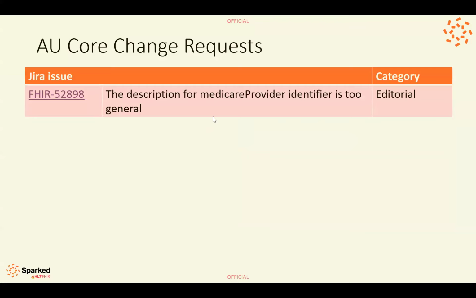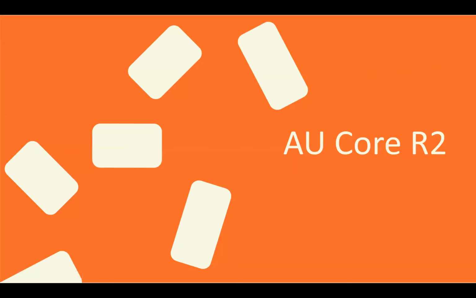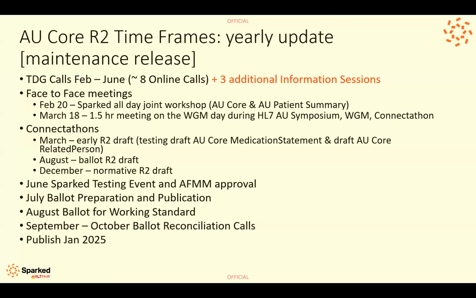Okay. So let's talk about the wrap up of AU Core R2. This is what we put in front of people, a lot of whom are on the call, in January this year, where we talked about our timeframes. This is what we planned to do for AU Core R2: a yearly update, a maintenance release after the massive work we'd undertaken to get R1 out the door, to basically trial this process. That meant we would be doing TDG development calls between February and June, which gave us really only 8 online calls.